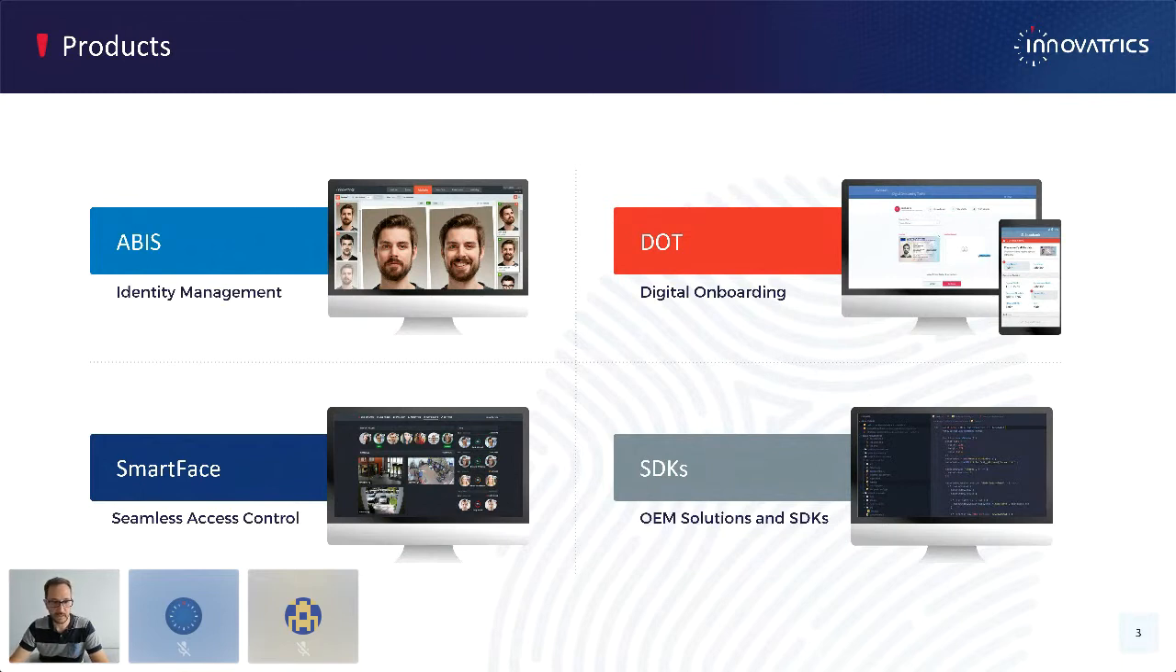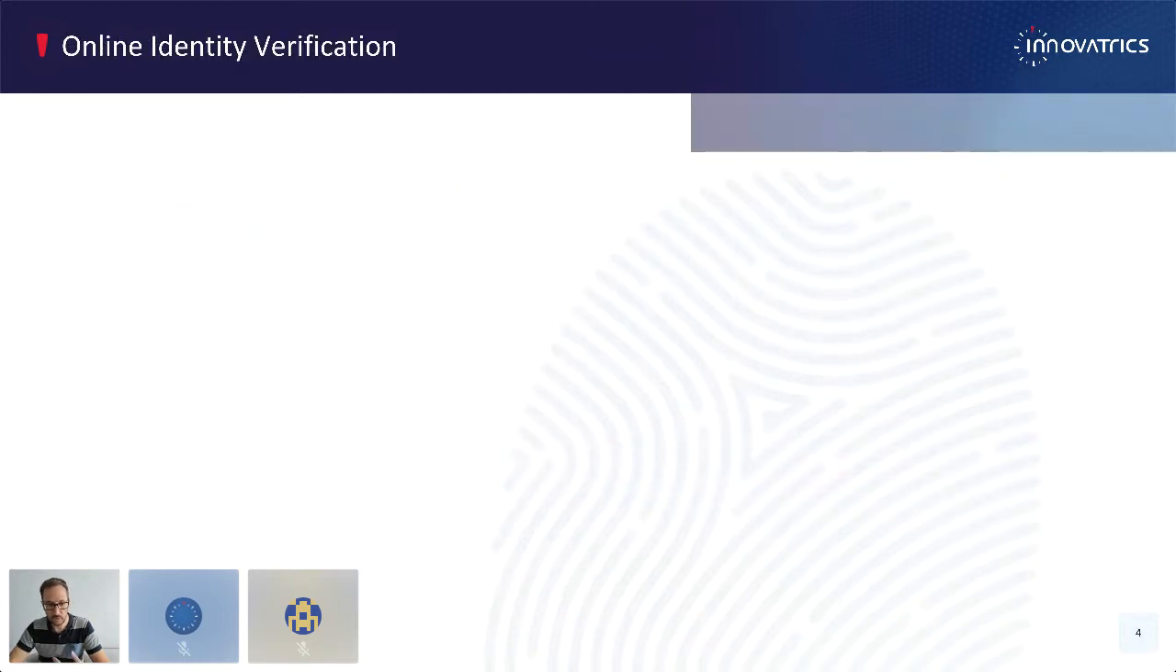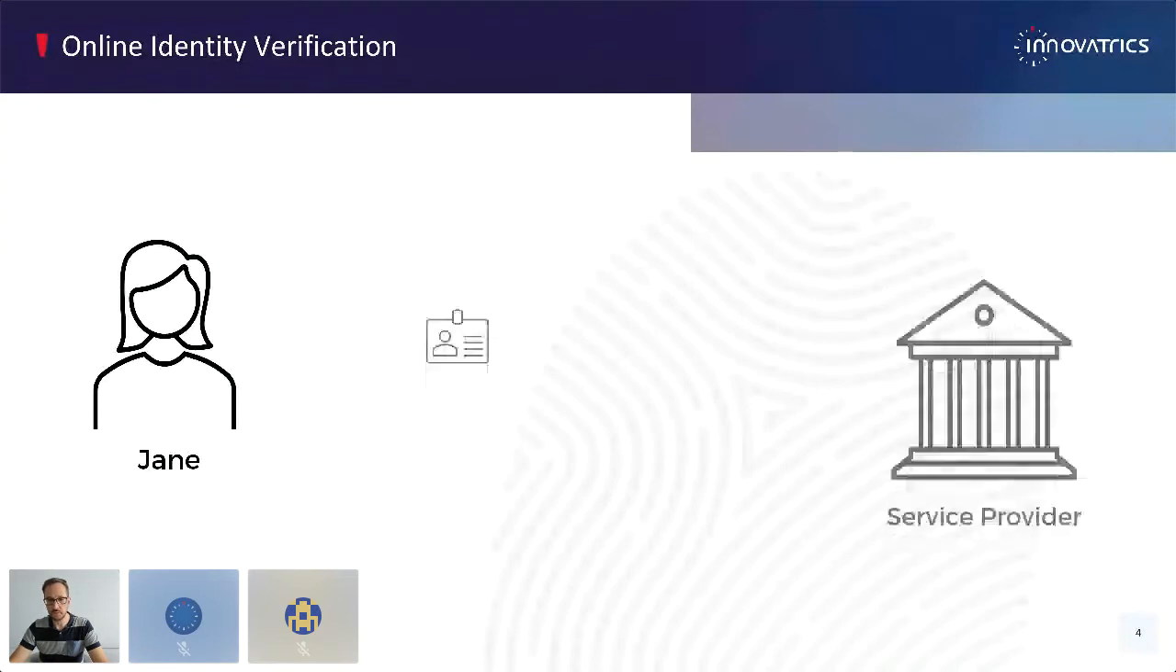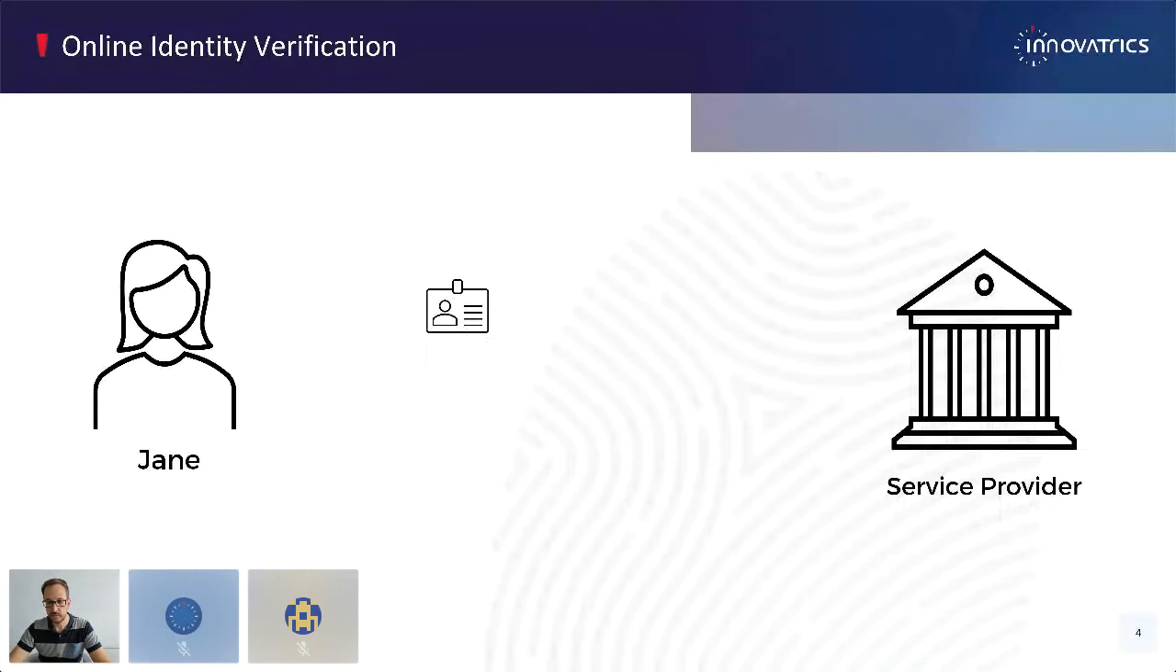So let's jump directly into the presentation. I will be talking more about the online identity verification in context of our product Digital Onboarding Toolkit, which can be used for this use case. So what is actually the online identity verification? Why do we need it? So let me introduce Jane, a standard girl. She would like to claim her identity for a service provider. A service provider can be, for example, a bank or telco, or really anything Jane wants to use a service from.